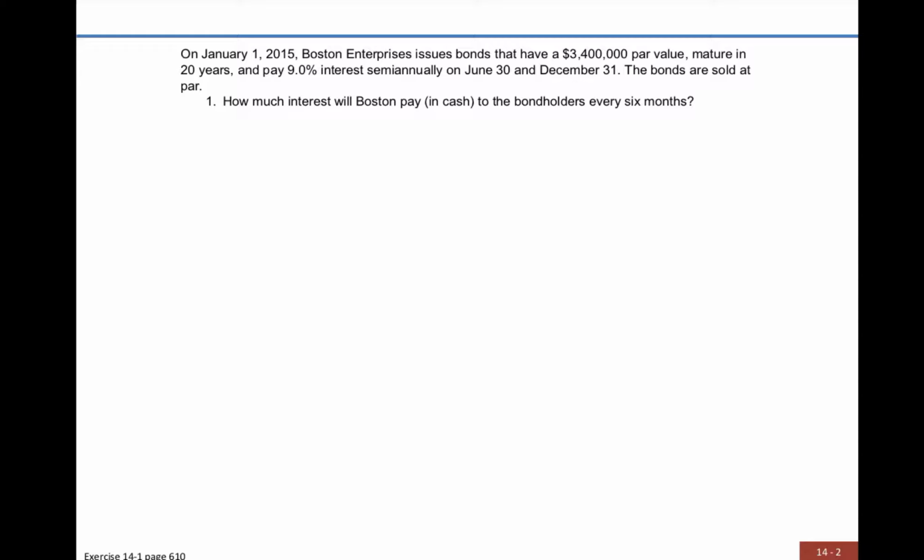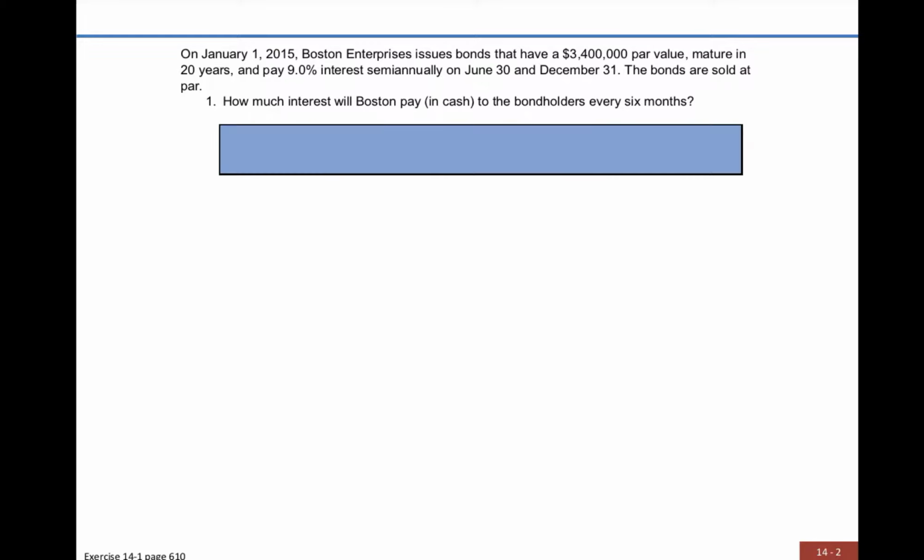Okay, so 9% interest semi-annually means you're basically paying half of that twice per year. So we just take 3.4 million times 4.5%. This is half of our 9%, and that gives us $153,000 semi-annual cash interest payment.